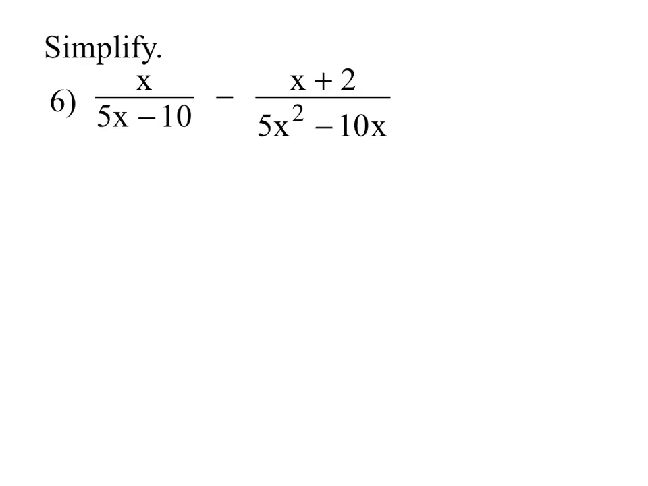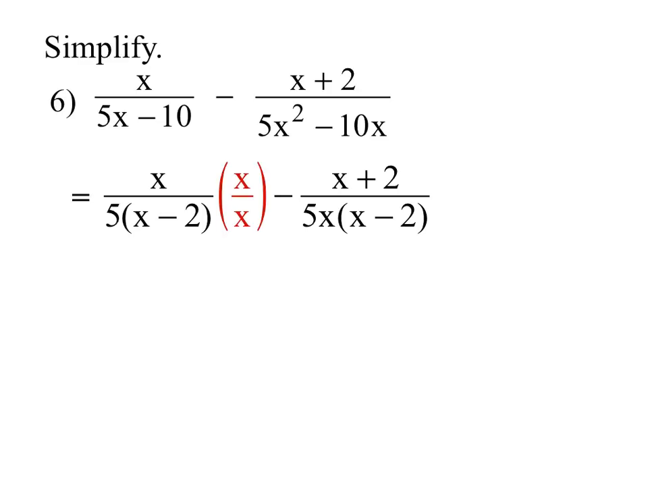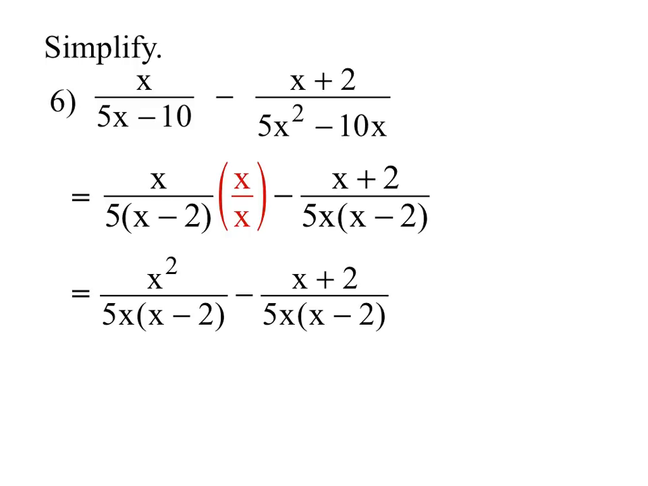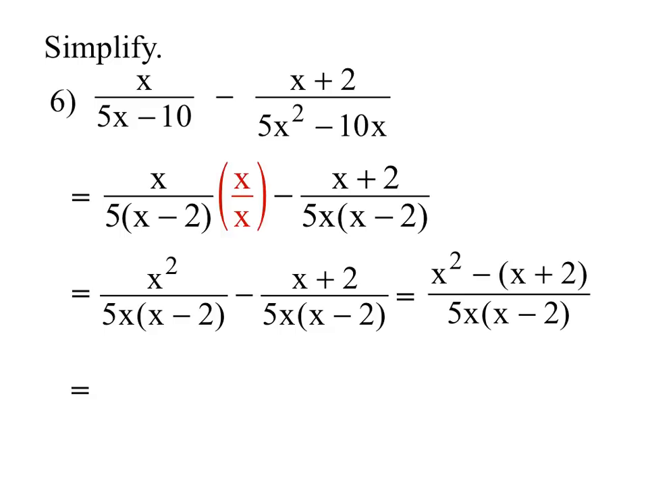Now check your work. You should have factored out a 5 in the first one and a 5x in the second one. Now I notice what I'm missing is an x over x in the first fraction, and then it looks exactly like the second denominator. So what we get is x squared minus x plus 2 all over 5x times the quantity of x minus 2. Distribute our negative in there. So I get x squared minus x plus 2 all over 5x times the quantity of x minus 2.